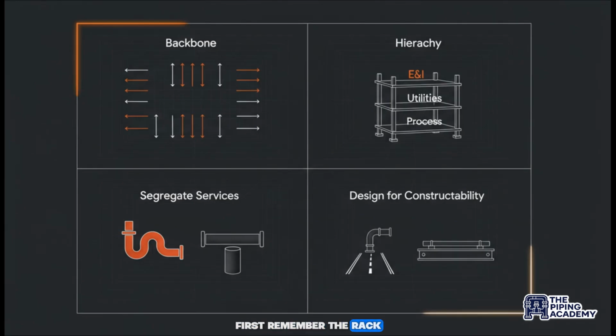All right, let's go ahead and summarize the core strategy for a good pipe rack design. First, remember, the rack is the backbone. It organizes the entire flow of the plant, so you must maintain that strict north-south, east-west, orthogonal grid. Second, the tier hierarchy is absolutely critical. Electrical and instrumentation go on top for protection, utilities in the middle for easy access, and your heavy process lines go on the bottom.